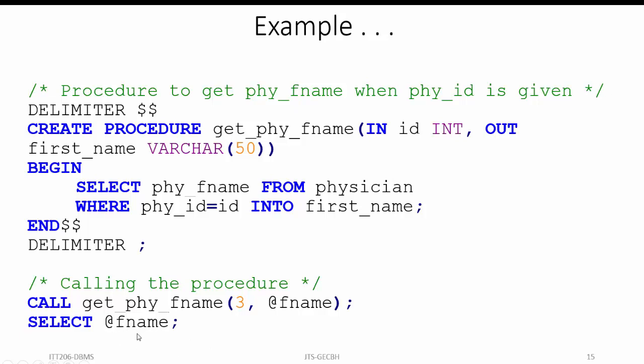Remember these three types of parameters used in a stored procedure: input parameter, output parameter, and input output parameter. Okay, thank you.